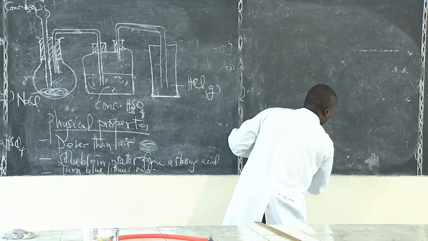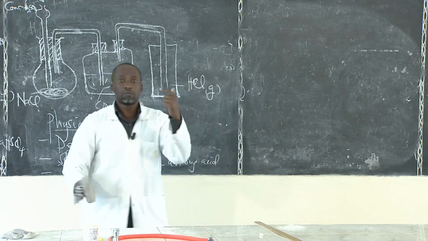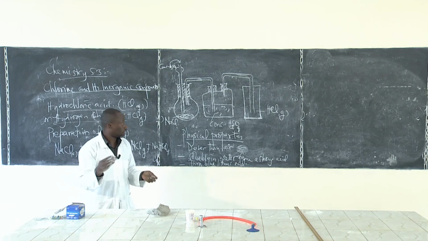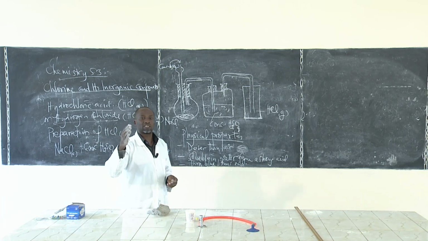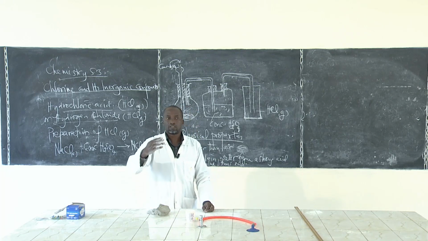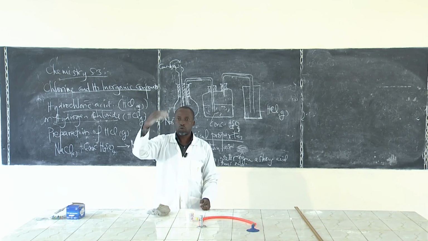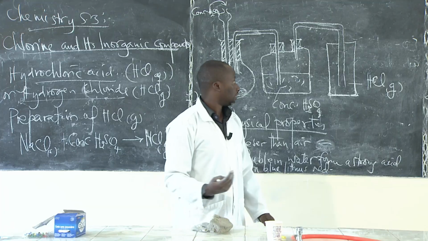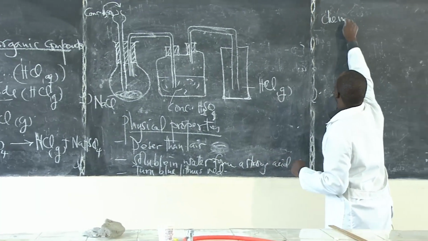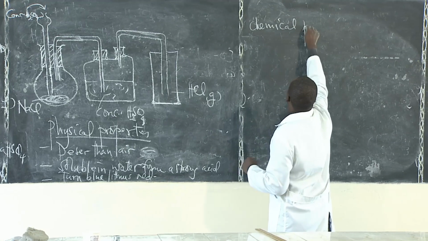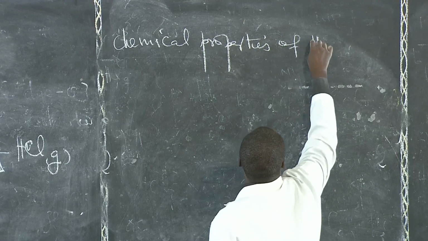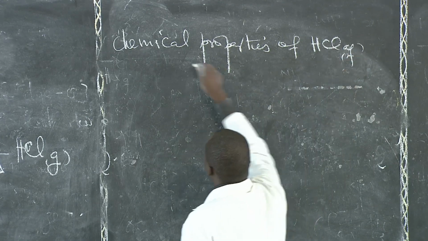So the properties of the acid are similar. The acid is not new because it is not a new acid. We looked at the acids and the bases even in Senior 2, so some of these properties we are just reminding ourselves. So the chemical properties of the acid, chemical properties of hydrochloric acid.